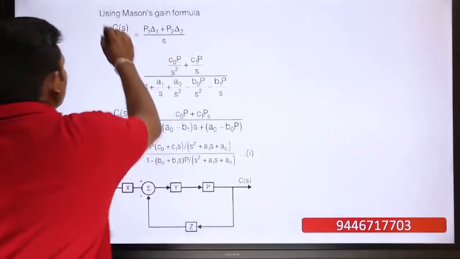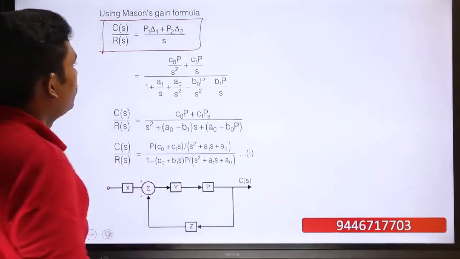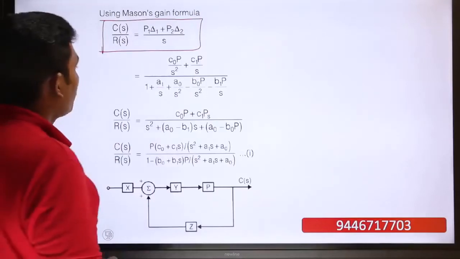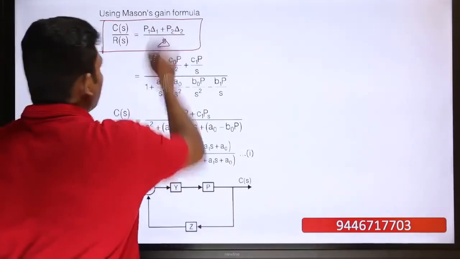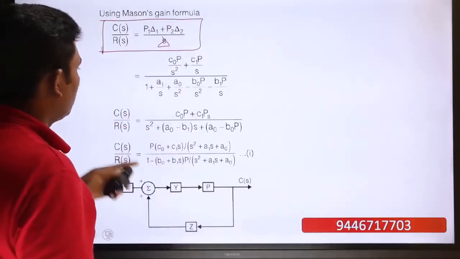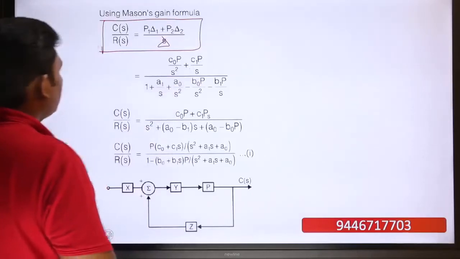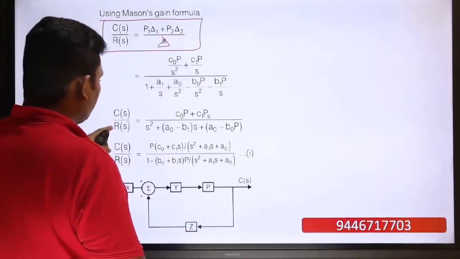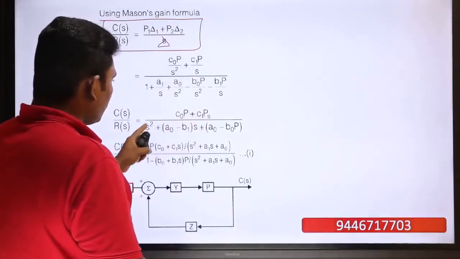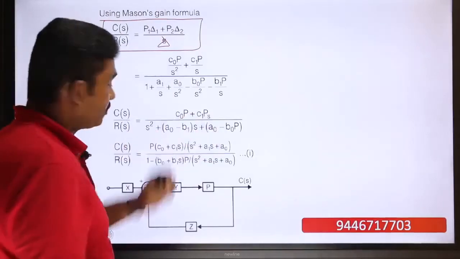And using Mason's gain formula, what is our expression? C of S divided by R of S is equal to P1 delta 1 plus P2 delta 2, divided by delta. So all the values are obtained. You will be able to substitute all the values into the expression, and then you will get C of S divided by R of S as C0 P plus C1 P S, the whole divided by S square plus A0 minus B1 into S plus A0 minus B0 P.